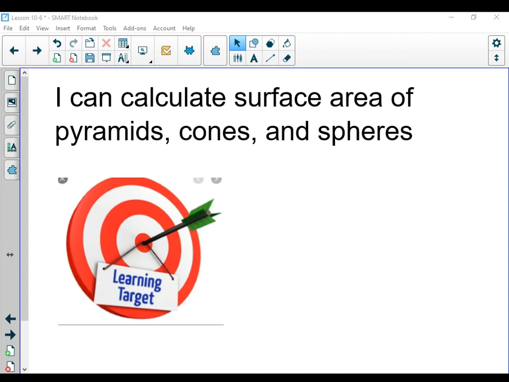Surface area, pyramid, cone, and sphere. So we have 3 shapes today.